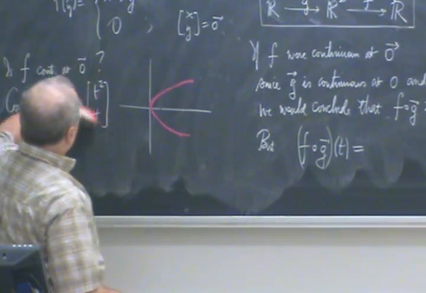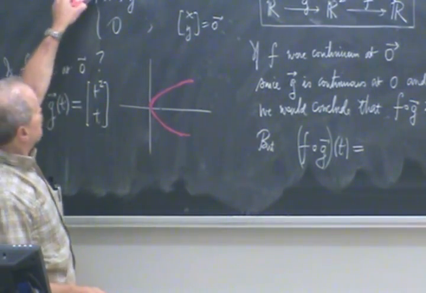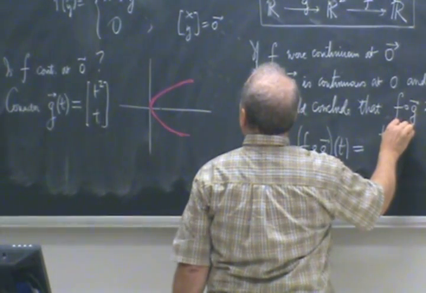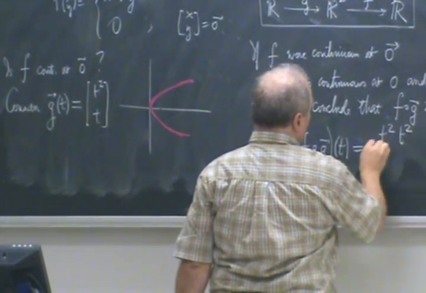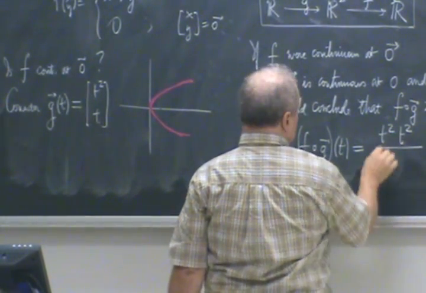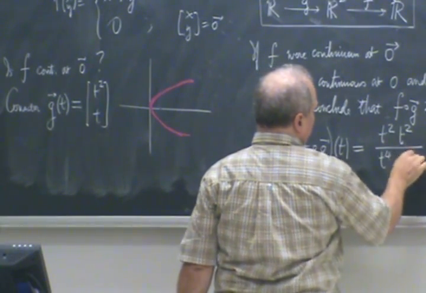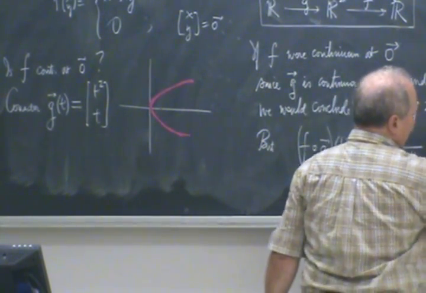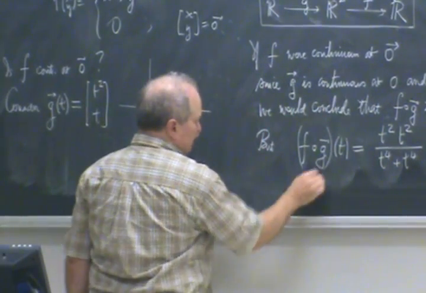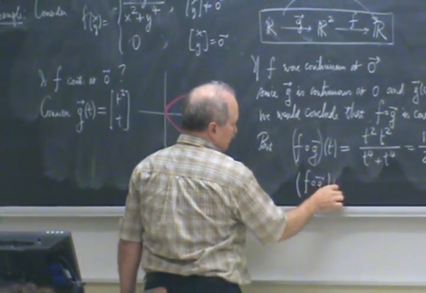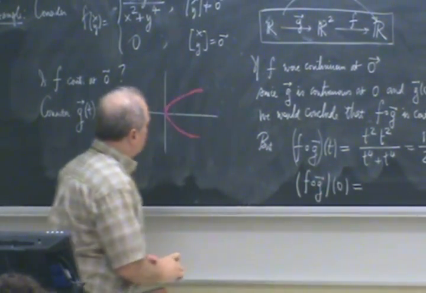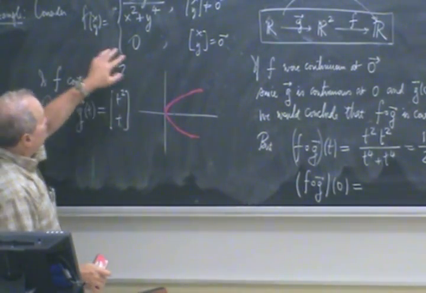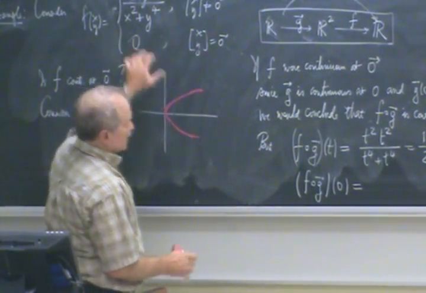So just plugging all this stuff in here, right? So I have t squared over t fourth plus t to the fourth. That's a half whenever t is not 0. And what's f∘g of 0? 0. Well, when I put in t equals 0, I get 0, 0. I go back to this rule and I say it's 0.